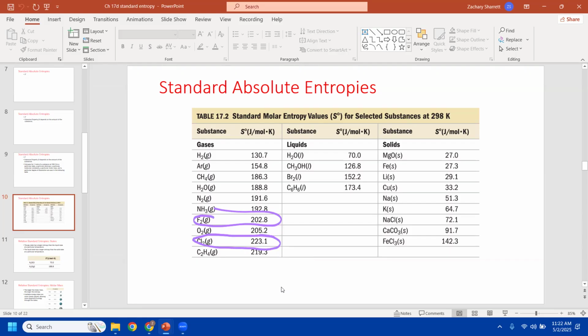So what do you notice about fluorine versus chlorine versus bromine? Iodine's not on here for some reason. Well, actually, let's not compare that one because that doesn't make our trend good. Fluorine gas versus chlorine gas. Which one has a larger molar entropy? Carissa, fluorine or chlorine? Chlorine. So why do we think that is? They're both gases. Do you have any thought on why fluorine would have a lower entropy than chlorine, or why chlorine would have a larger entropy than fluorine?